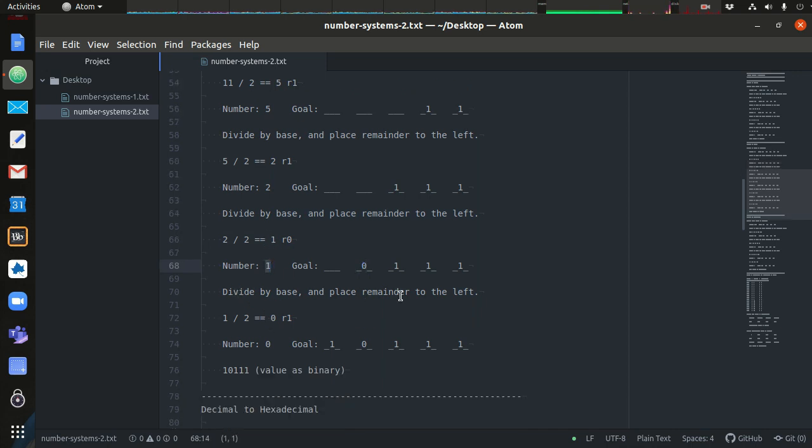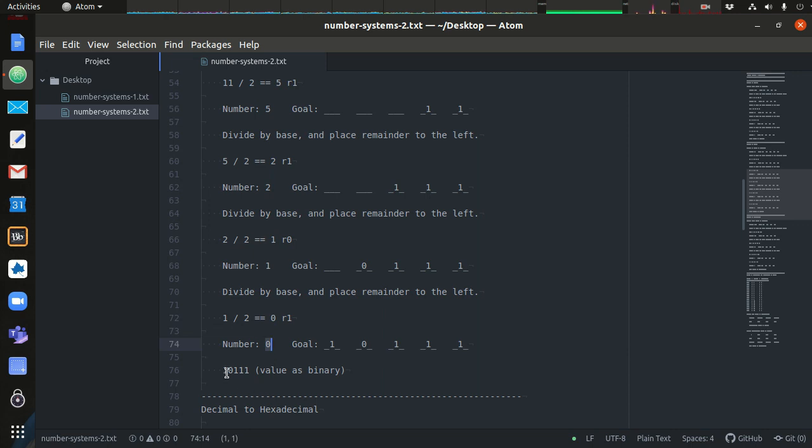Divide by the base and place the remainder to the left. 1 divided by 2 is 0, but with 1 left over. So that remainder is placed there. And notice the number that we pull down now is 0. So that is our final answer. This is an algorithm, and if we use this algorithm, we know that we're finished when this number equals 0.